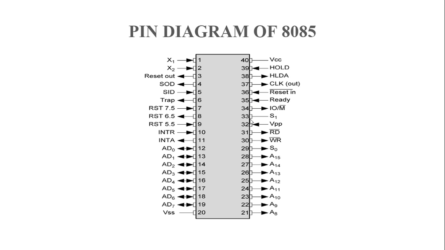Going to another pin, S1 and S0, pin 33 and pin 29. These two pins are called the status pins and both are output pins. Here the arrow is not indicated, but S1 is an output pin and S0 is an output pin. What is the use of these pins? Since S1 and S0 are the status pins, the status of the operation can be described by using these two pins.